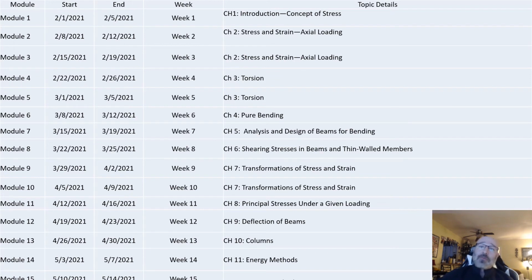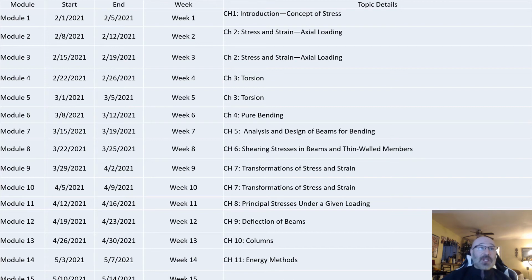So now what we're going to jump into is the course schedule. So I've broken this down. This is all available on Blackboard. I have an Excel format, a PDF format as well. So the way that this semester is going to work is I'm going to break this course down into 15 different modules. Each module related to a week within the semester.